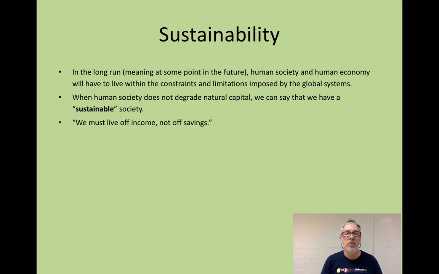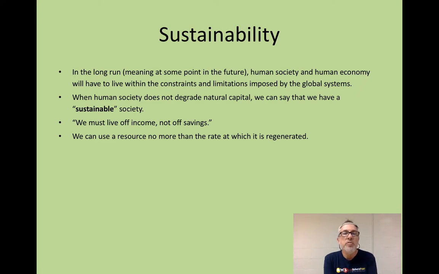The income being the annual productivity of a forest, the savings being the entire forest. If we cut down the whole forest at once, we'll have to wait a long time to get anything out of it. Another way to say this is we can use a resource at no more than the rate at which it is regenerated. And if we do use a resource at more than that rate, then we have to see if it's recyclable. In the case of wood, it's not really recyclable, right? When wood gets old, the only thing you can do then is burn it, put it back into carbon dioxide, and hope a plant captures it and makes more wood. But with something like gold or silver or metals or ores, we can recycle them.